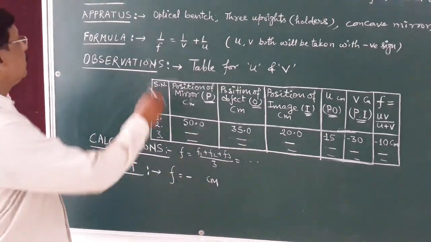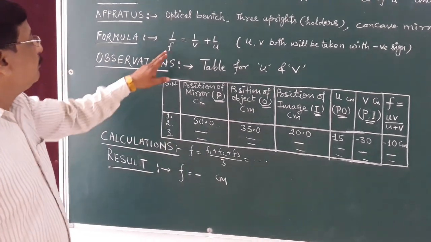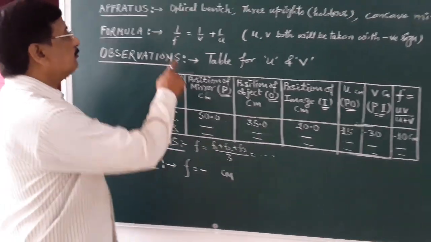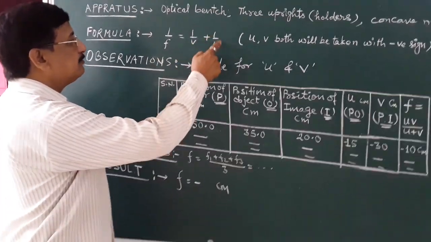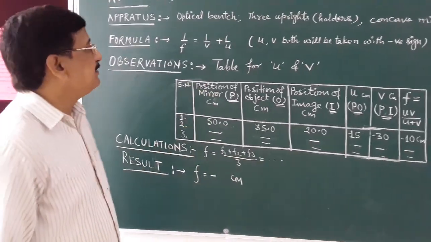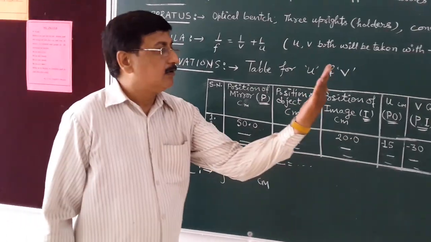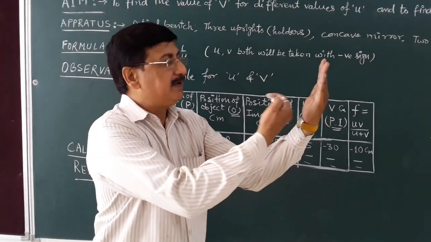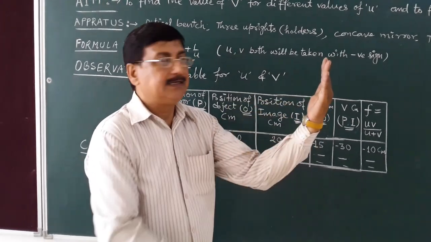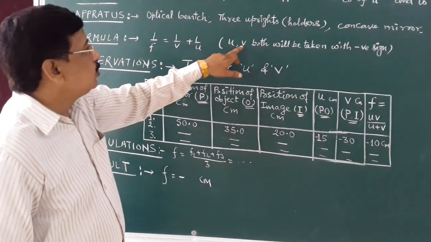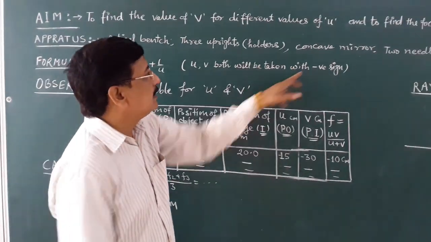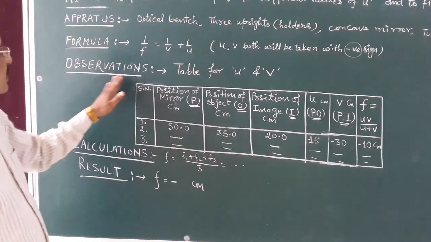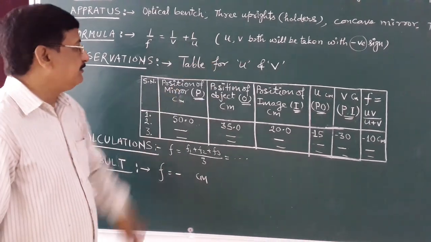Now, formula. We use this formula to find the focal length of mirror: 1/f = 1/v + 1/u. During the experiment, we will put mirror and here is object. So reading will be taken opposite to the incident ray. That is why u and v both will be taken with negative sign. During this experiment, observation table for u and v.